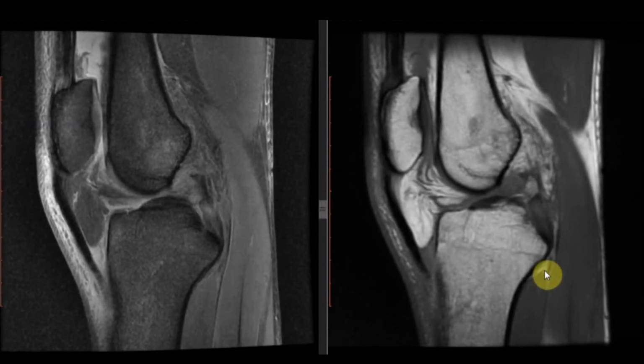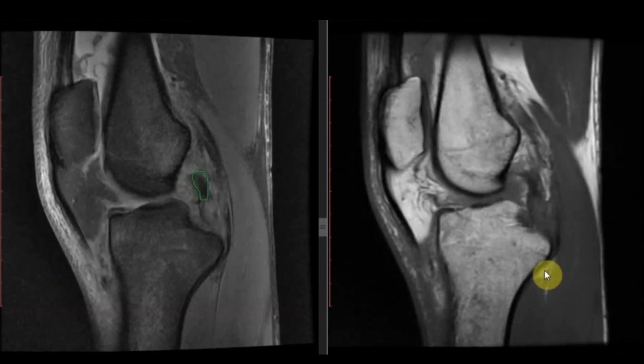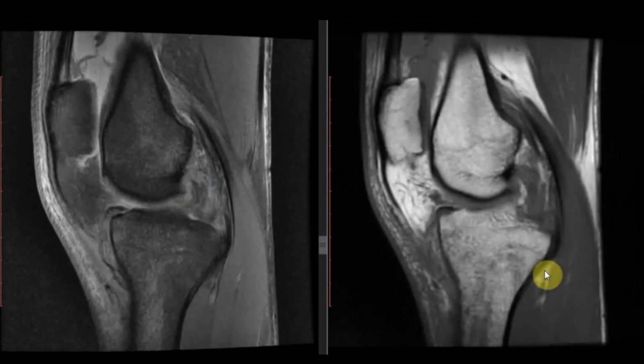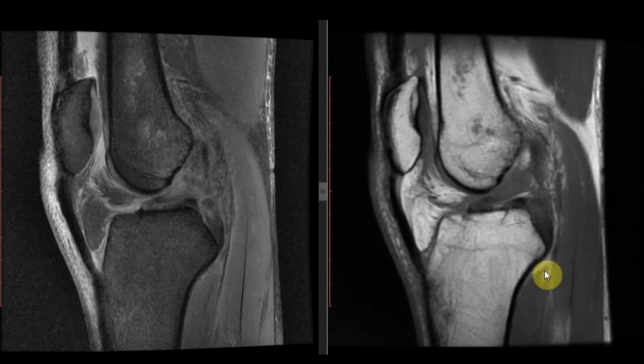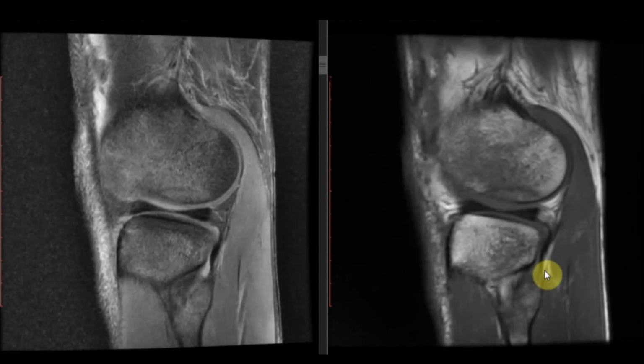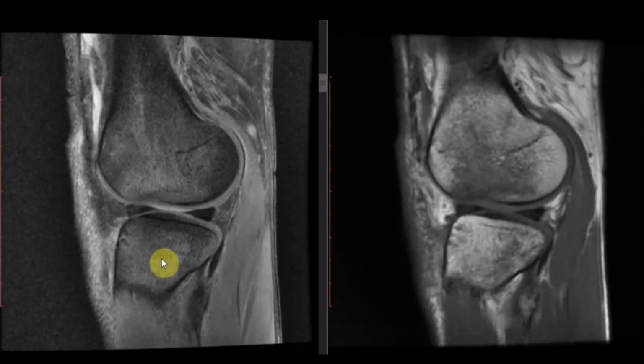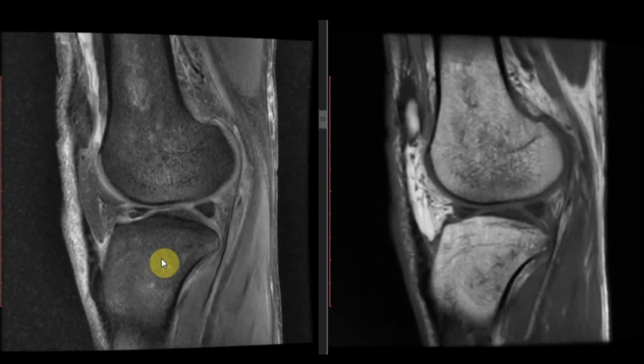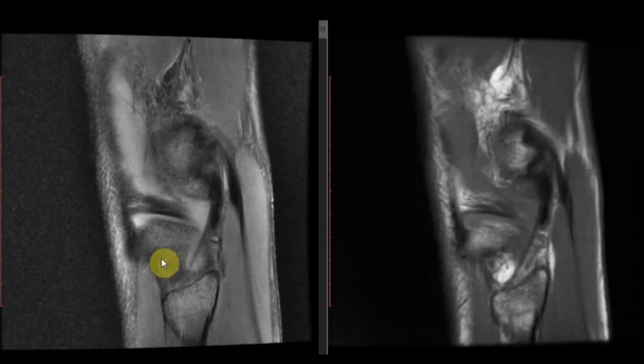So there is avulsion fracture of the posterior cruciate ligament from the femoral attachment site, and there is complete ACL and PCL tear. The knee is grossly unstable. There is anterior translation of tibia, and there is gross edema involving the femur as well as tibia, and there is edema involving the fibula as well.